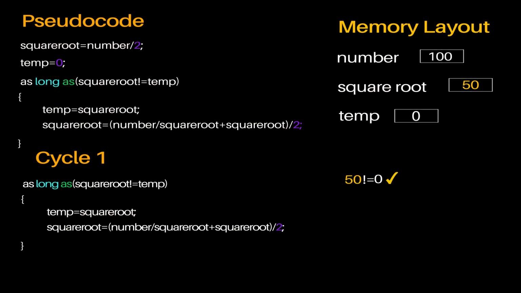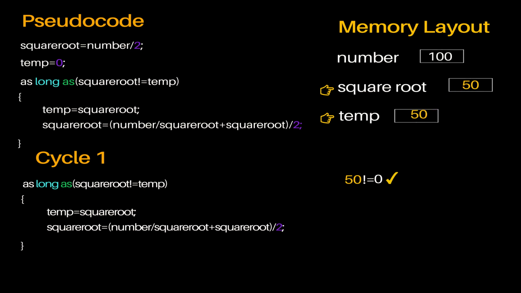Now, the first statement is we should initialize whatever is in square root to temp. What is the value of square root? The square root value happens to be 50. So, temp also would be initialized with 50. Initially, the value of temp was 0. Now, I would be initializing it with 50.